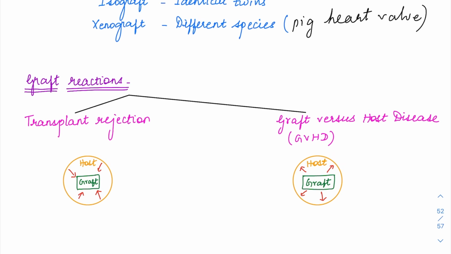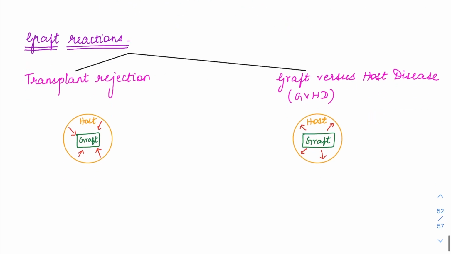So, now we move on to the various graft reactions. So, there are two types of reactions. One is the transplant rejection, another one is the graft versus host disease. So, transplant rejection is the one in which the host is going to act against the graft. Suppose there is a graft implanted into a person. So, the host is going to attack the graft and the graft will be rejected. So, the graft failure is going to be caused.